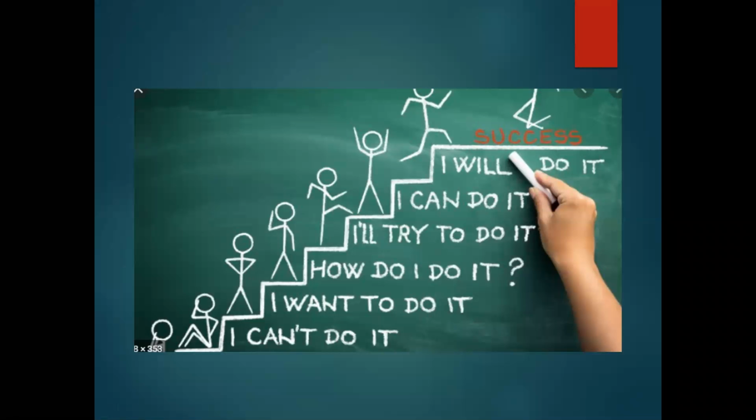Now, once you have decided that yes, I want to do it, the next question arises: how do I do it? Kaise karu? And then you will try to find out the solution to this question, and then you will take again a next step towards success. You'll say, I will try to do it. Slowly and gradually, your attitude is going to change from I will do it to I can do it, and definitely I will do it. Then this person will definitely achieve success.